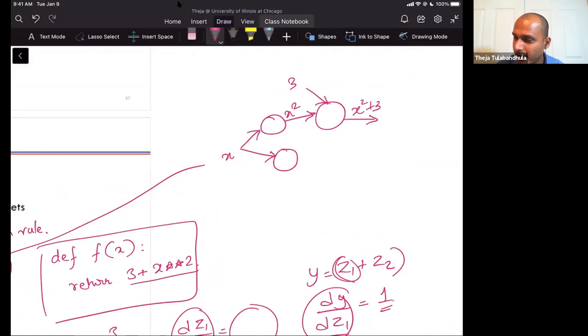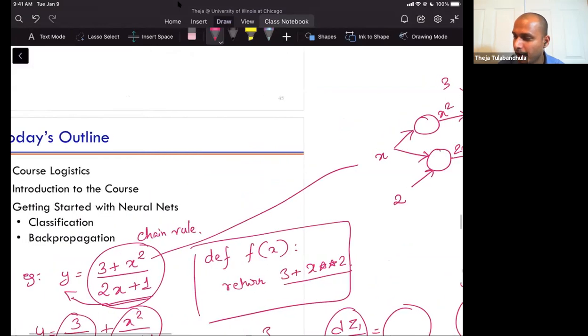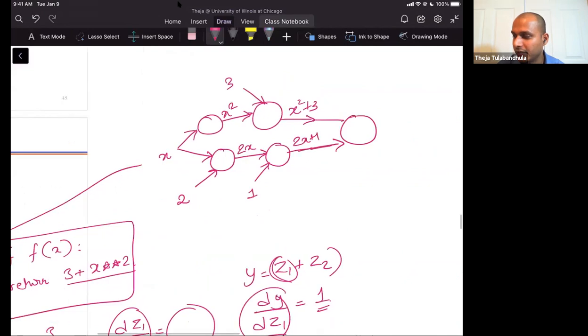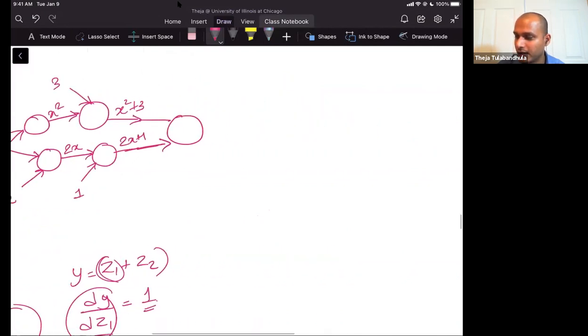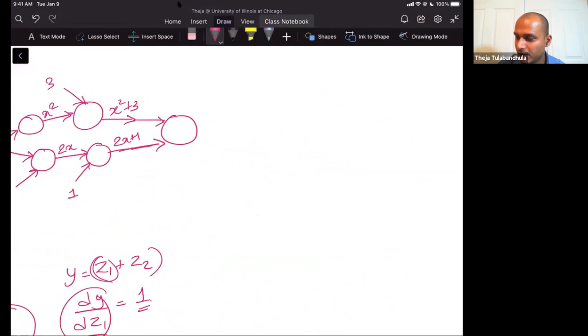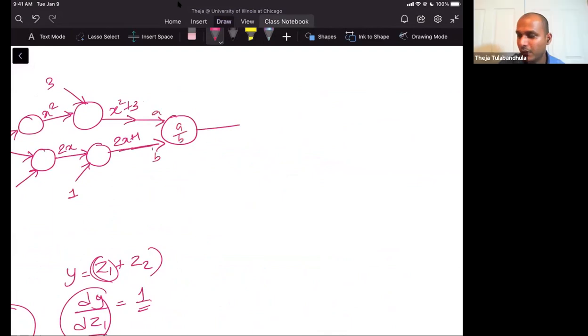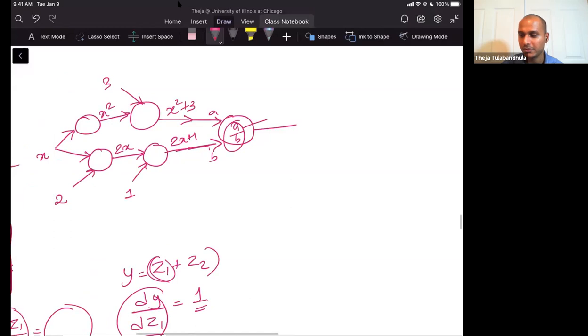It goes here, and then gets multiplied by, let's say, 2. You don't even have to separately write 2 here. You can just say this function itself produces 2x, and then there's an addition. This is 2x plus 1, and then these two go to a division function. Whatever the two inputs are, let's say this is called a, this is called b, this local function just produces a divided by b. So you can write it as 3 plus x squared divided by 2x plus 1. So this is the graph.